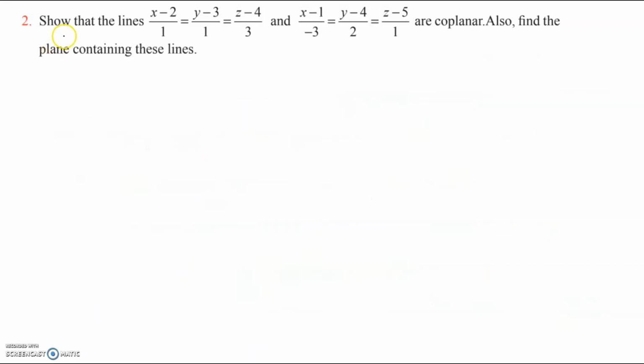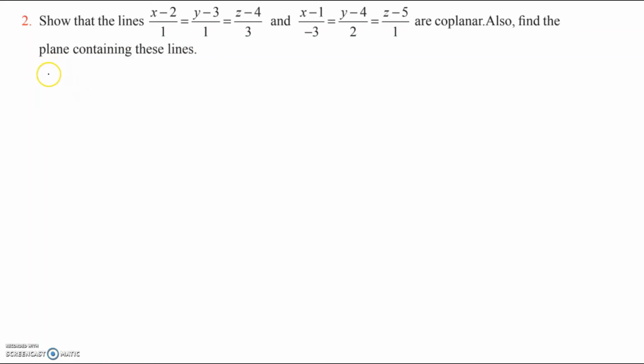Question number 2. Show that the lines (x minus 2) by 1 is equal to (y minus 3) by 1 is equal to (z minus 4) by 3, and the line (x minus 1) by minus 3 equal to (y minus 4) by 2 equal to (z minus 5) by 1 are coplanar. Also find the plane containing these lines.